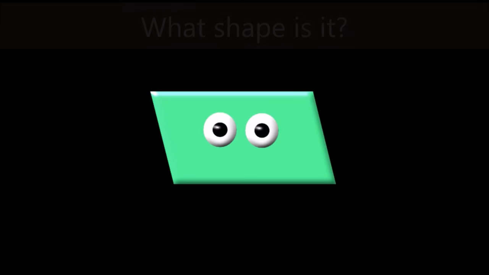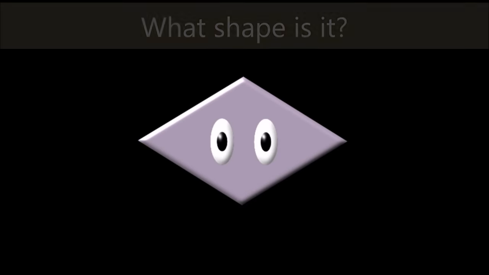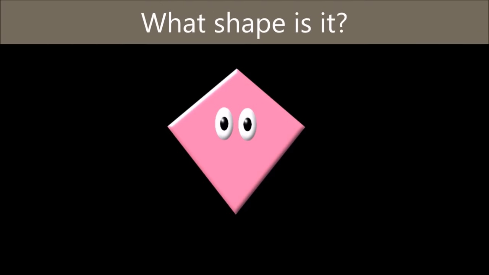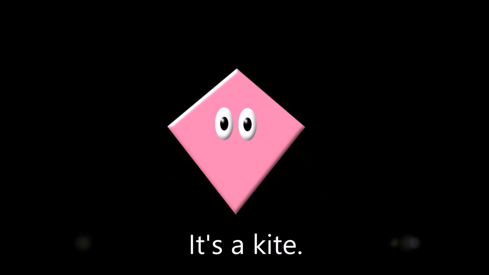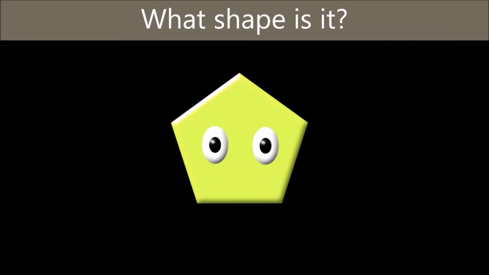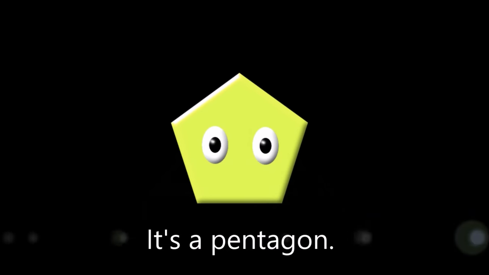What shape is it? It's a parallelogram. What shape is it? It's a rhombus. What shape is it? It's a kite. What shape is it? It's a pentagon.